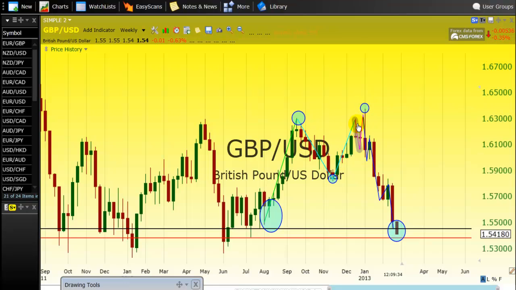The B correction is a 3 wave ABC. The B corrective wave in the running flat correction and also in the expanded flat correction will go above the starting point of the A corrective wave. In the case of the classic flat correction, the B correction will fail to exceed the starting point of the A corrective wave.